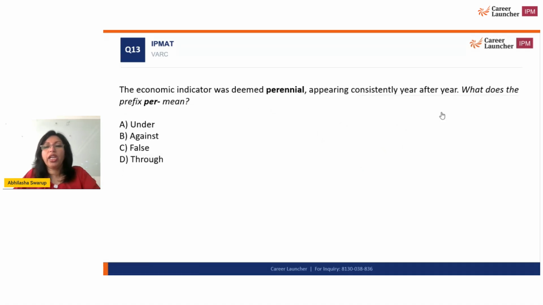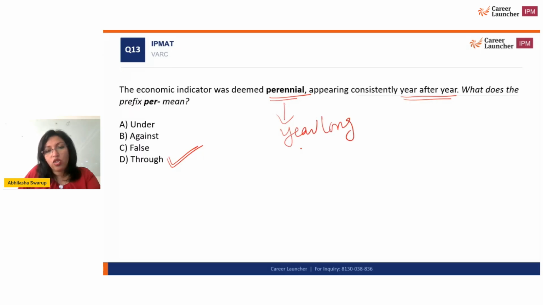All right, the economic indicator was deemed perennial, appearing consistently year after year. So what does the prefix per mean, right? So you're trying to identify what is per. Per means through or throughout. Okay, so perennial essentially means something that happens throughout the year. So through is the correct answer. Perennial is year long. Okay, so that.